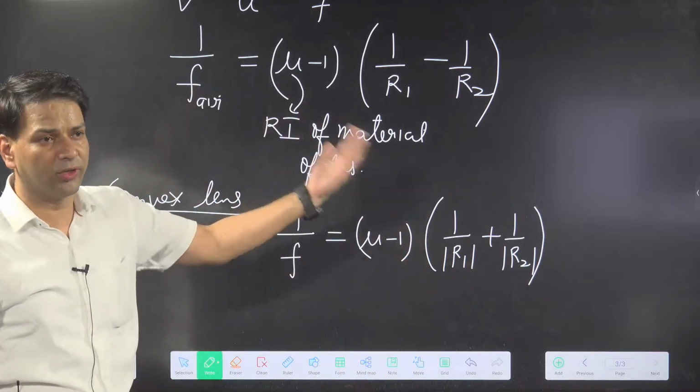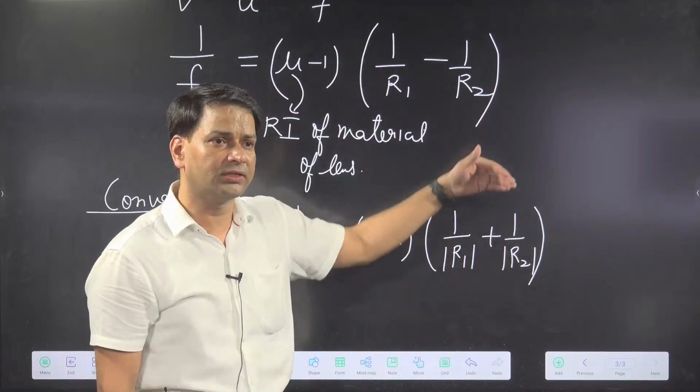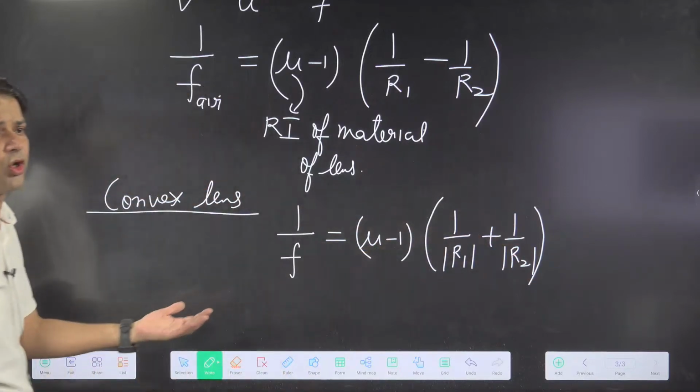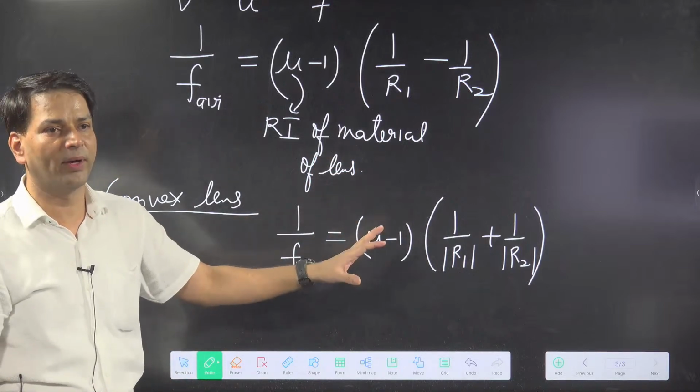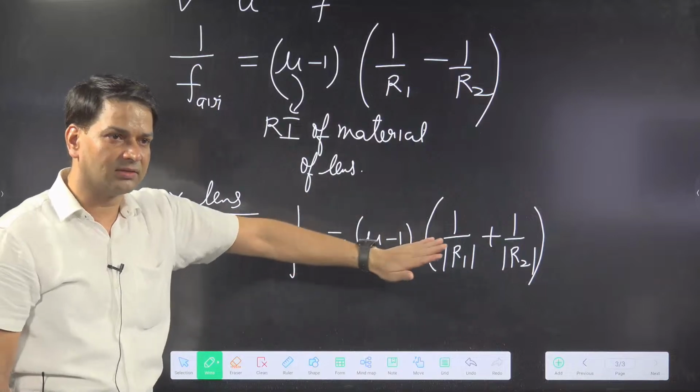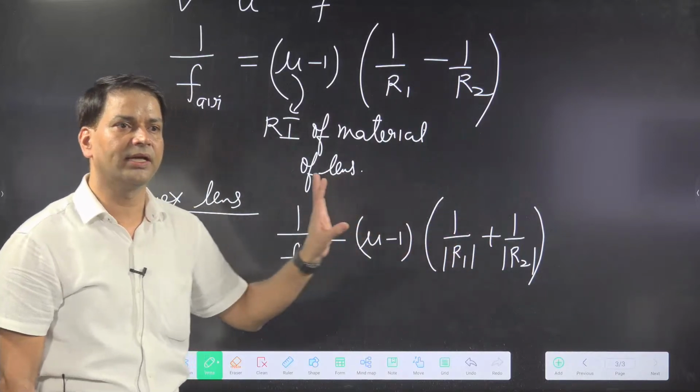If they have given equiconvex, it means both radii of curvature will be equal, so R and R you will put, then you will get 2 by R. For equiconvex, directly maybe you remember the formula, F is equal to R upon 2 mu minus 1. But suppose you forget that, you have to remember equiconvex means R1 and R2 we will take equal, okay?